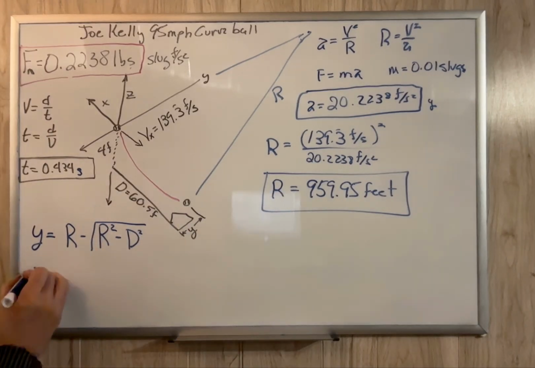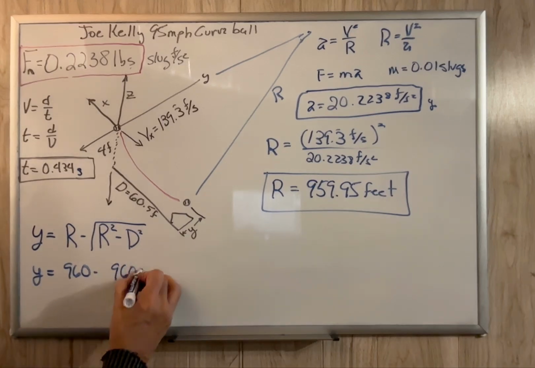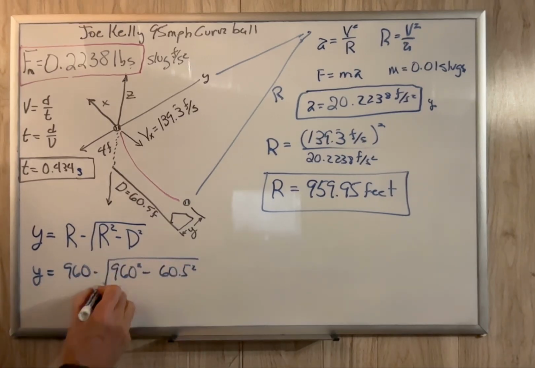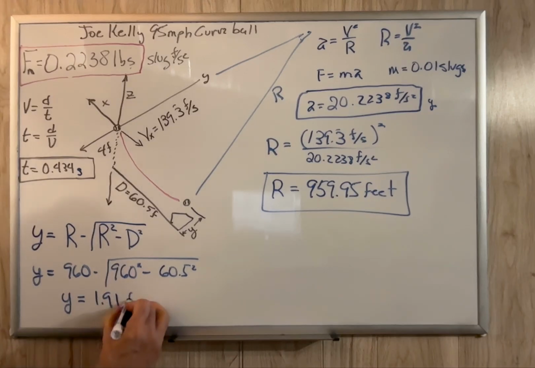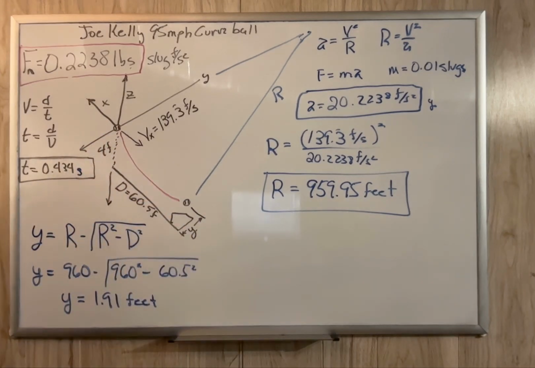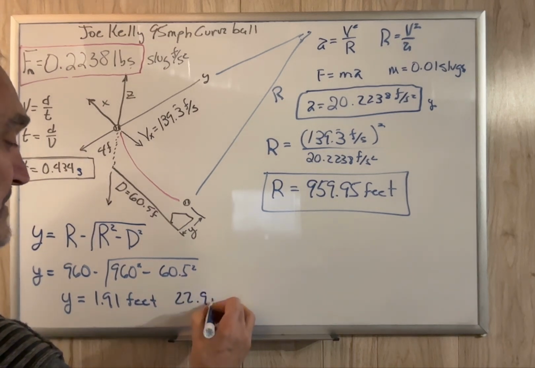Let's put this into y. Y is going to be equal to, I'm going to round that up to 960, 960 minus the square root of 960 squared minus 60.5 squared. When we do the math on that, y comes out to be about 1.91 feet. So that ball moves from this side of the plate. When it leaves, it moves about 1.9 feet. That's about 22.8 inches.